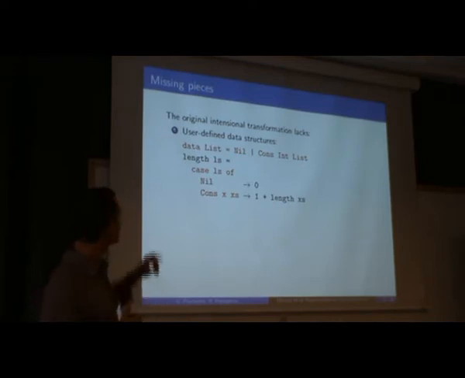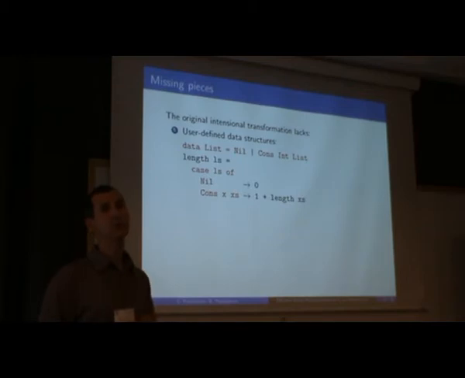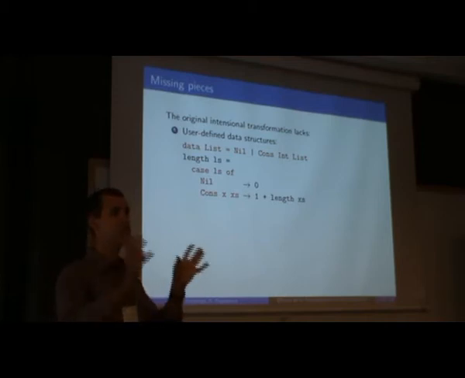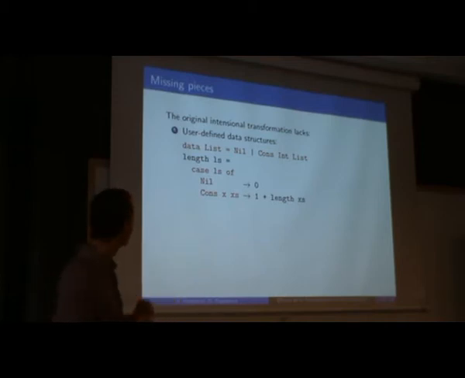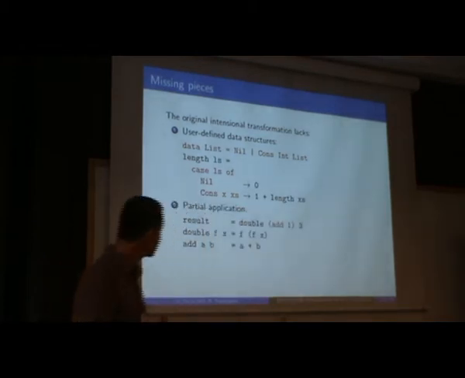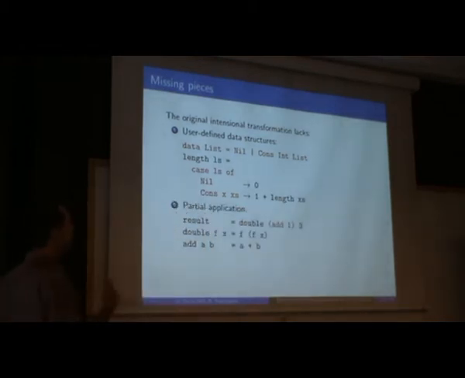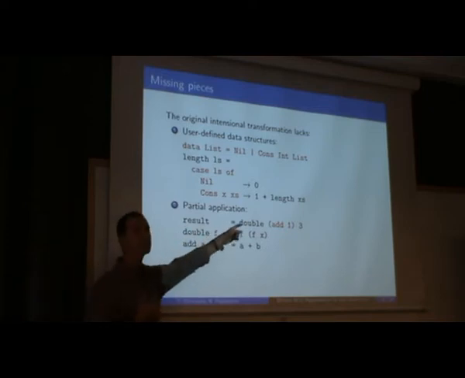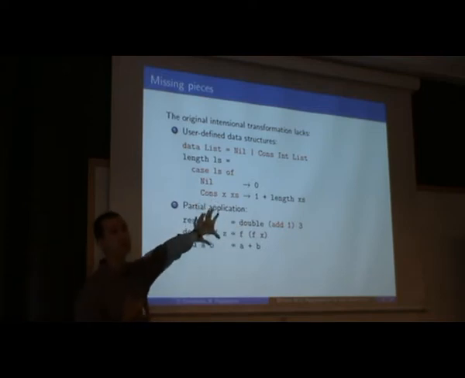But there are a couple of problems here before you can apply this to, let's say, a Haskell compiler. The first problem is that it's not easy to support user-defined data structures, user-defined types. The intentional transformation knows nothing about user-defined types. It just uses primitive things. So this could not be translated.